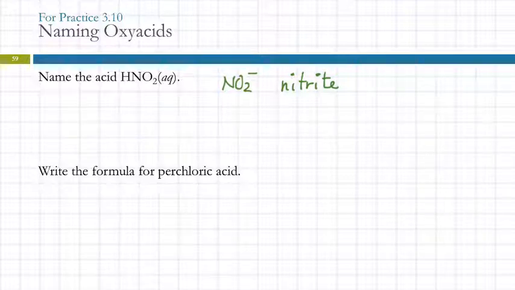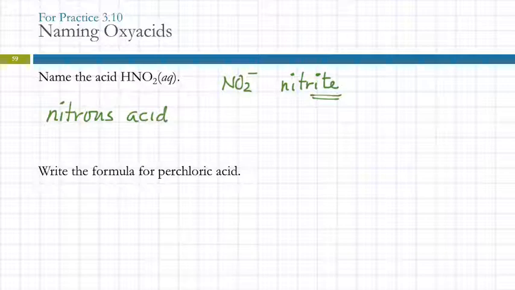Can't make dots today. So what do we change ite to? Us. Bite us, white mouse. So this is going to be nitrous acid. We don't put hydro in front because that's for the acids that don't have oxygen. Just change nitrite to nitrous and put the word acid. Any questions?